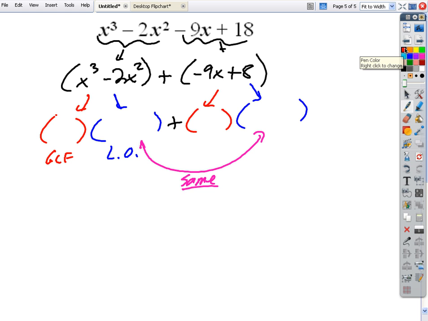Okay? So let's see if we can do that. What's the greatest common factor from the first group? X squared. Right? The number part is 1. The variable part would be an x squared. Now if I undistribute an x squared, what am I left with? X squared times what is x cubed?